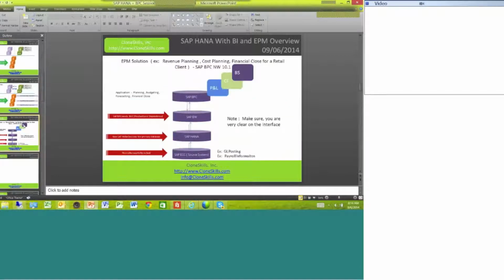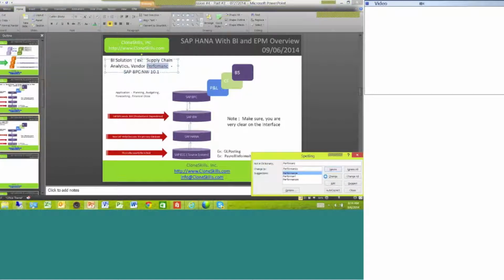All right. So now let's take a look at if we want to build a BI solution. Let's assume you want to learn a BI solution. So this is my BI solution. I'm not building an EPM solution, I'm building a BI solution. So what do we want to implement on the BI side? Let's say I'm implementing supply chain analytics. What kind of analytics do I do? Let's assume I want to implement vendor performance.